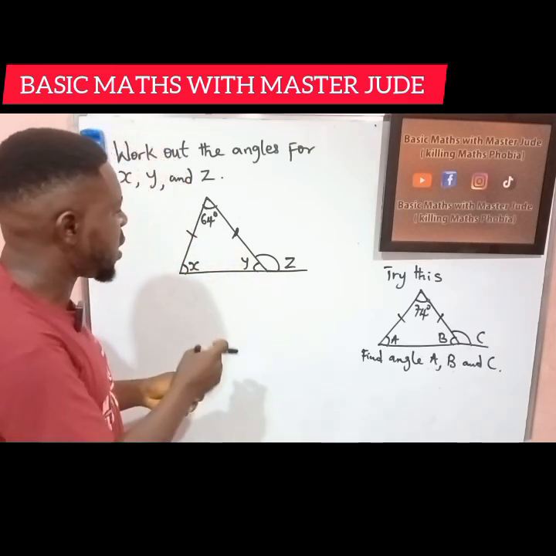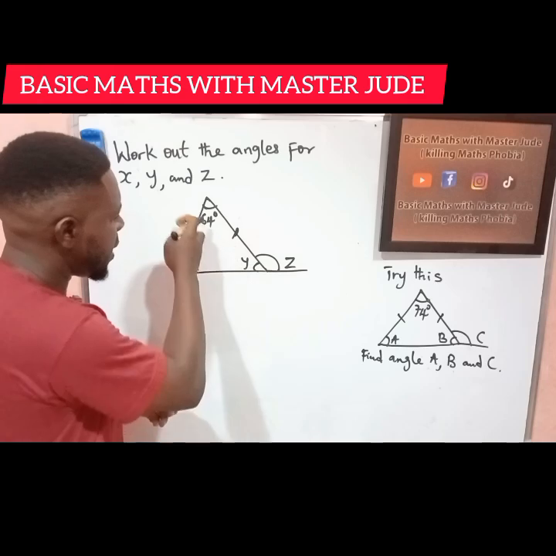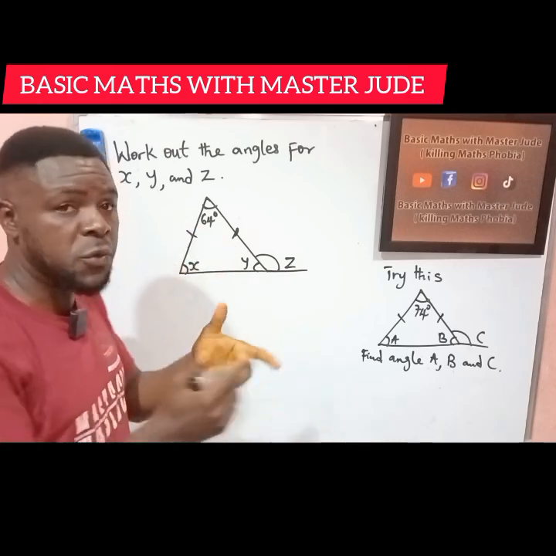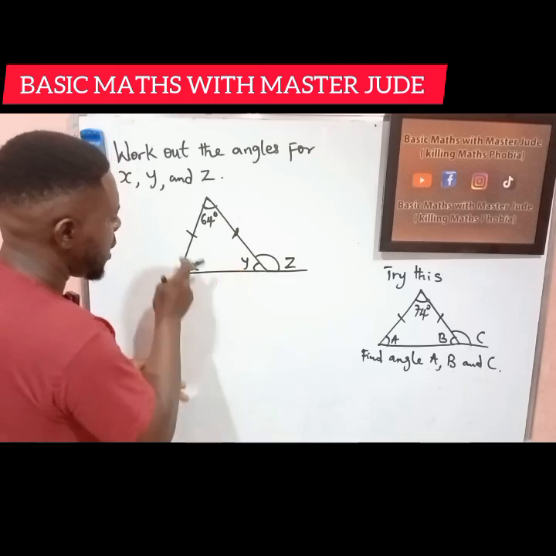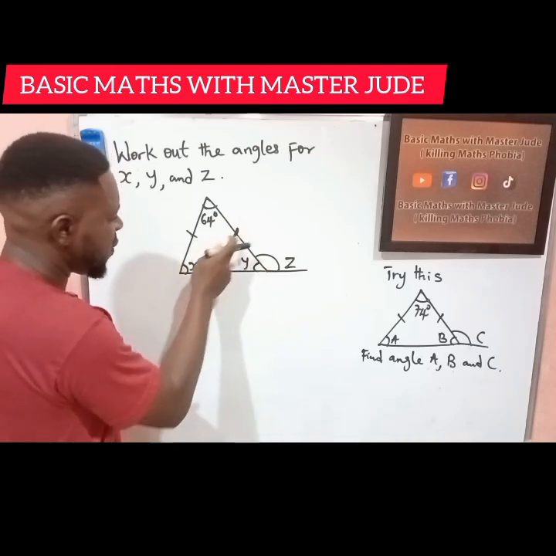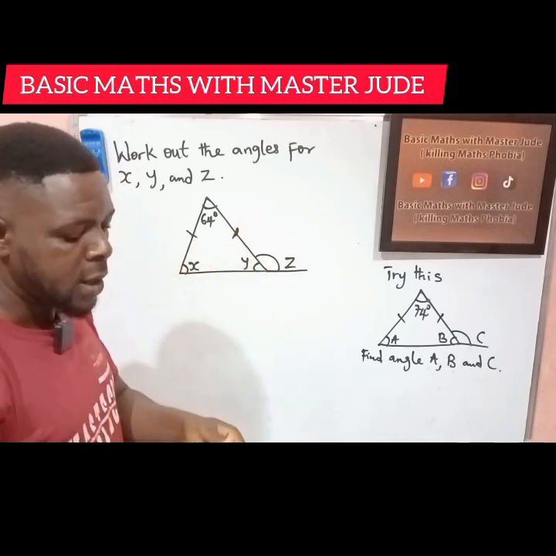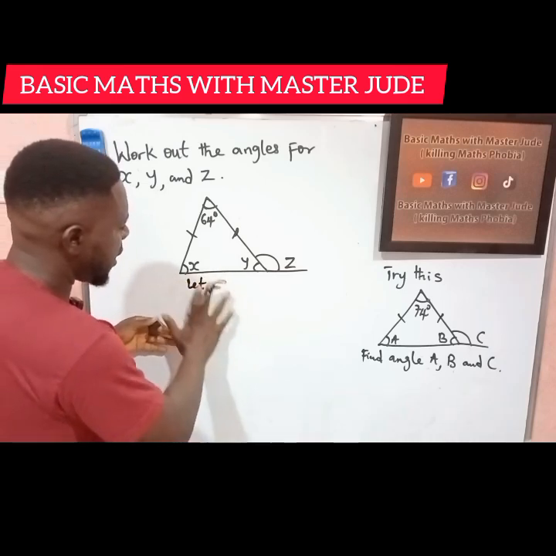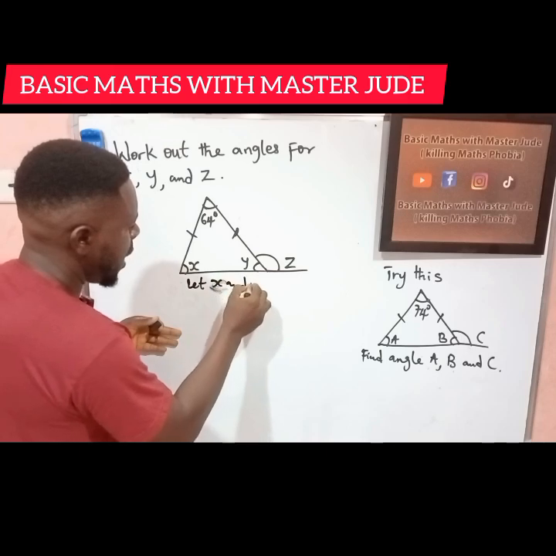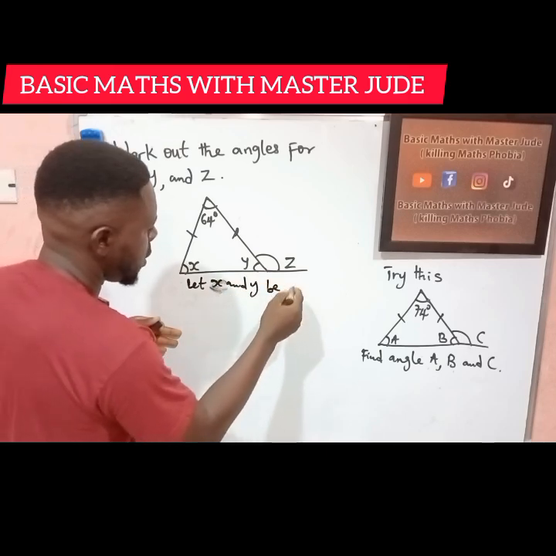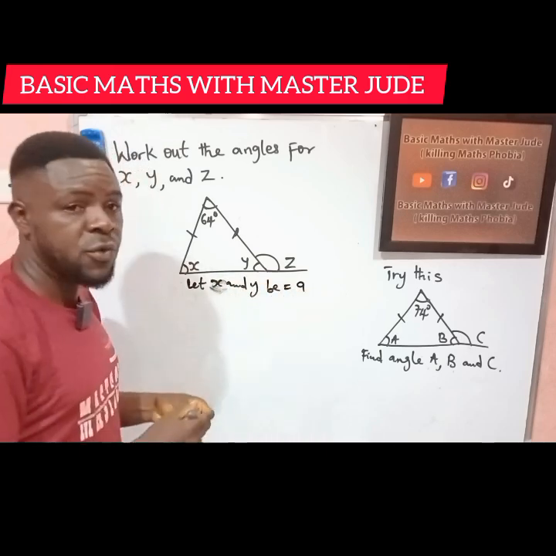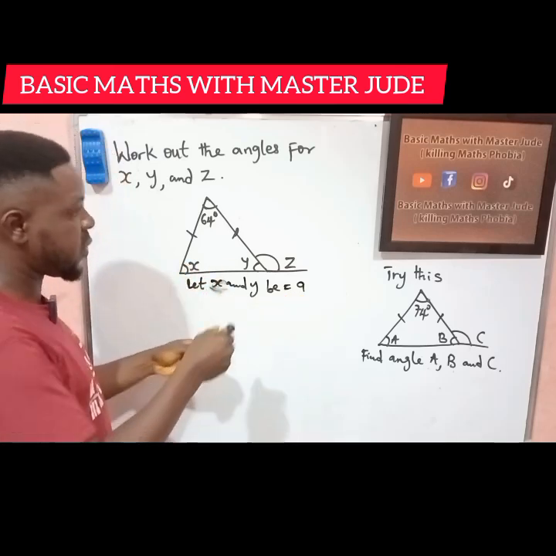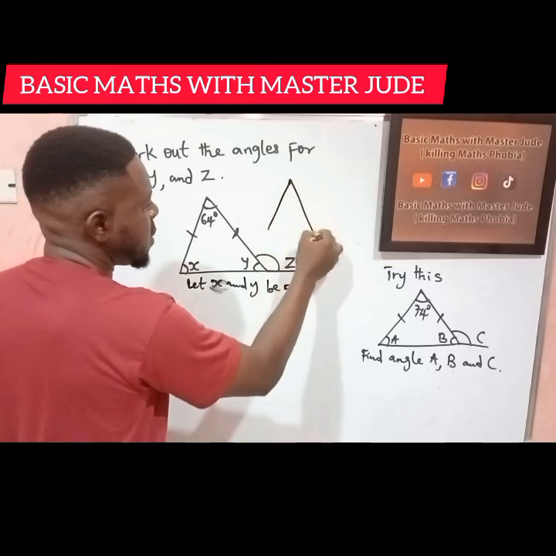Now, when you study this triangle, you'll discover that this side and this side are equal. Now, this is an isosceles triangle where the two base angles are equal. That is, the two base angles facing each other are equal. Now, for us to solve, let X and Y be equal to A. We are going to use A to represent X and Y. So, if I redraw this diagram, I'm going to have something like this.